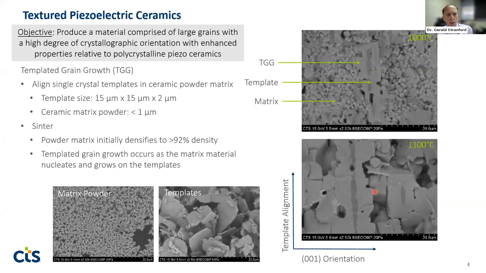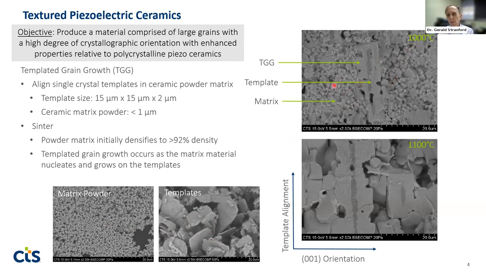Okay, a little bit more information on the texturing process. In the lower left here, we see the matrix powder. This is after it's been milled to approximately 0.7 micrometers average particle size. And then we have the templates here, barium titanate templates, typically on the order of 15 micrometers square by 1 to 2 micrometers thick. And on the right, we're looking at the process partway through. So this is at 1,000 degrees Celsius.